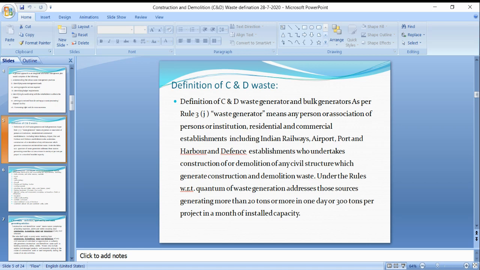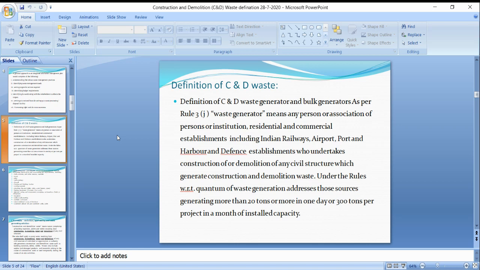So, definition of C&D waste. Definitions of C&D waste: generators and bulk generators. As per Rule 3, waste generator means any person or association of persons or institutions, residential and commercial establishment, including Indian Railways, airport and harbour and defence establishment, who undertakes construction or demolition of any civil structures which generate construction and demolition waste.